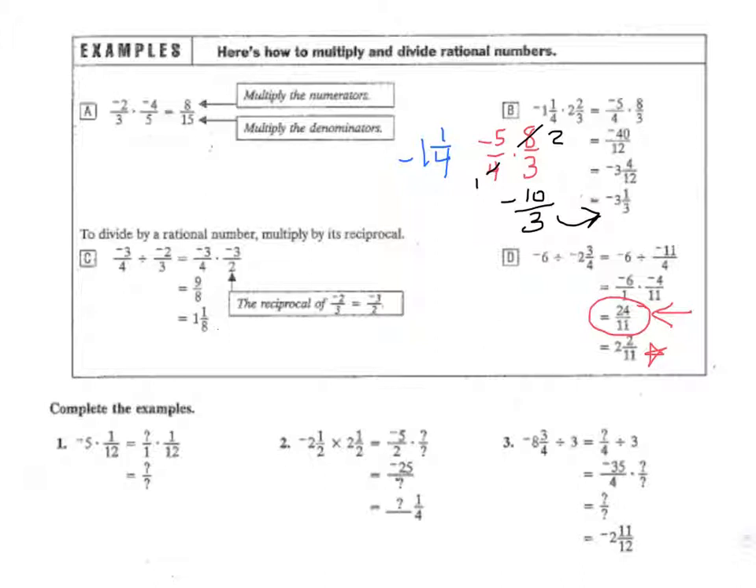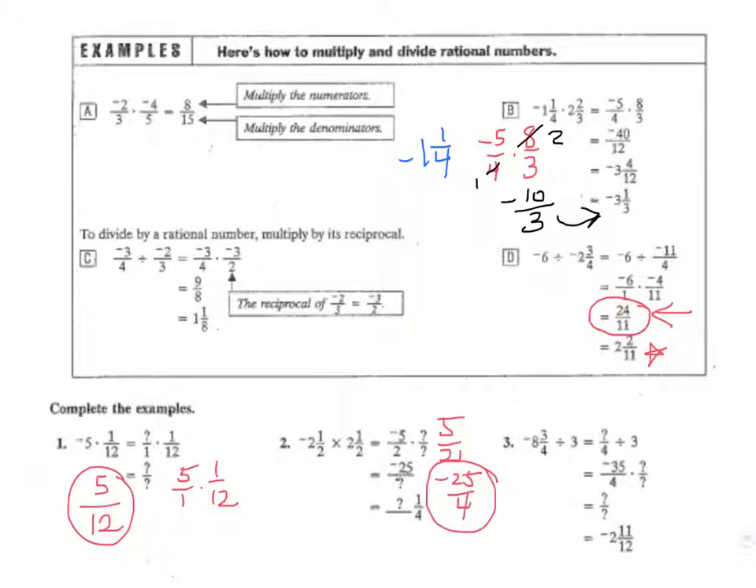Complete the examples down here. We're going to have 5 over 1 times 1/12. 5 times 1 is 5, and 1 times 12 is 12. On the next one, -5/2 times +5/2. There are no common factors. That's -25 over 4, which is a good enough answer, or you can call it -6 1/4.